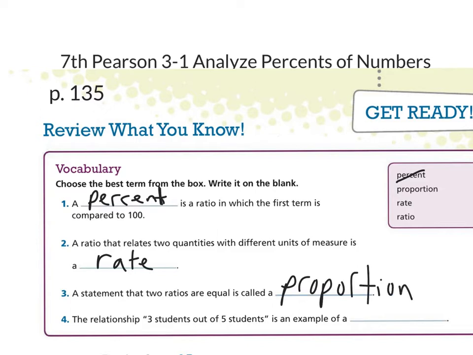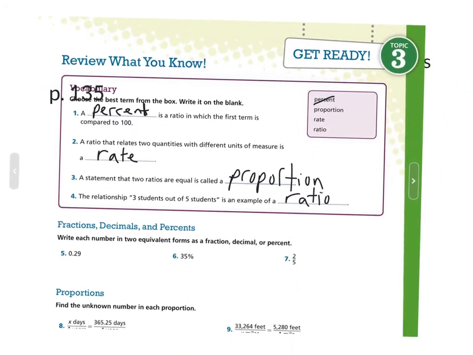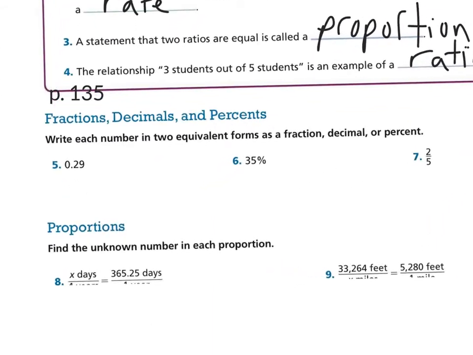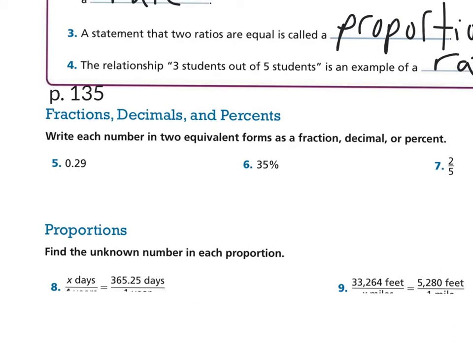And number 4, the relationship 3 students out of 5 students is an example of, that would be a ratio, comparing two things. Okay, so that's just a little bit of vocabulary review for you. If we look at the next part here, 5 through 7, write each number in two equivalent forms as a fraction, decimal, or percent. So whatever it's not, they want the other two. Okay? So for example, number 5 is a decimal, they want the fraction and the percent.